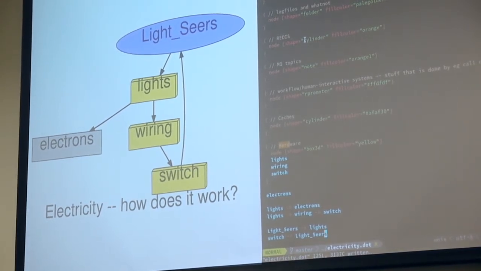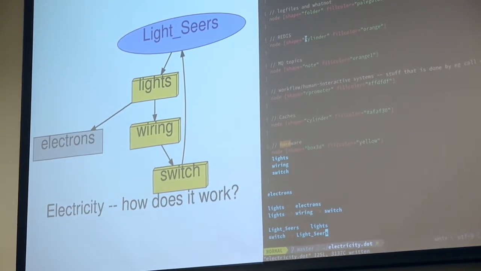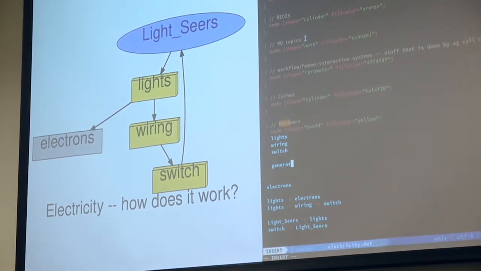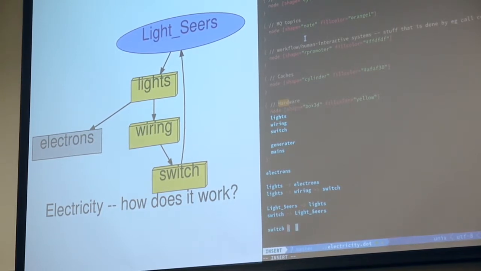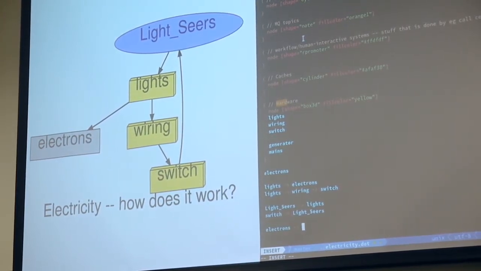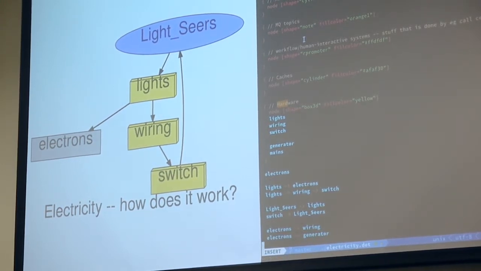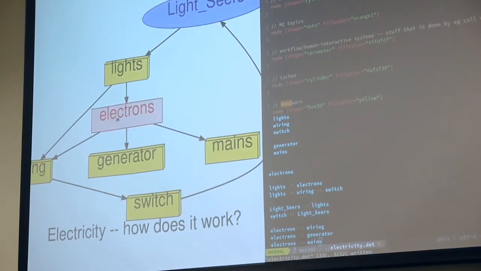What about those electrons? Where do those electrons come from? Switch needs a generator or the mains. Is a generator or the mains, right? We could have either of those, couldn't we? So let's have a generator and mains. So the electrons depend on the generator and the mains, don't they? Actually, the electrons depend on the wiring to get places. And they also depend on a generator or the mains. Okay, starting to get a little bit more complicated. Let's zoom out a bit. There we go.